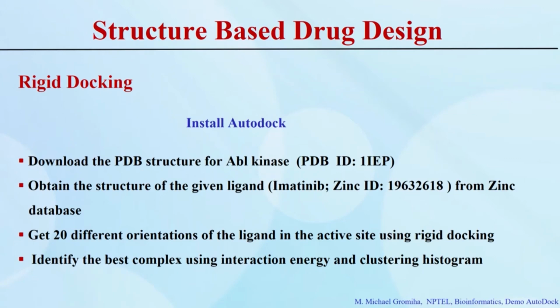So then we get different orientations for this ligand, and you try to get the best complex between the protein ABL kinase and the ligand using interaction energy as well as the clustering histogram.